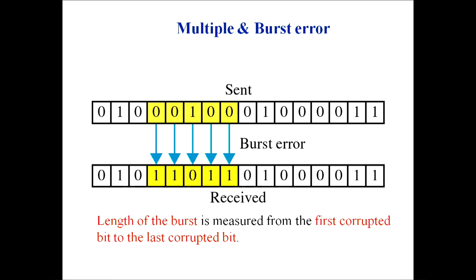Multiple bit error means the error will be in more than one bit. So in this figure, there is an error in 5 bits. 0, 0, 1, 0, 0 is transmitted as 1, 1, 0, 1, 1. This is called a multiple bit error. But this error is in consecutive bits. If the error is not contiguous, then it is called a burst error. So in burst error, the length is calculated from the first corrupted bit to the last corrupted bit.